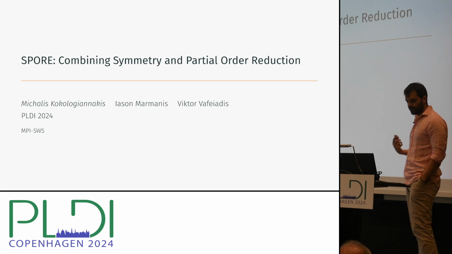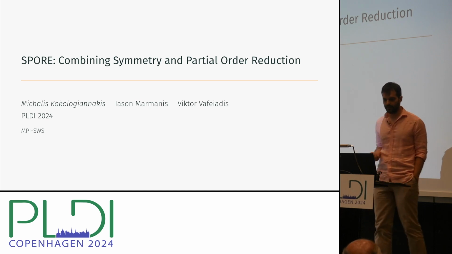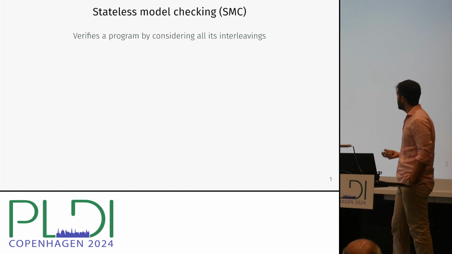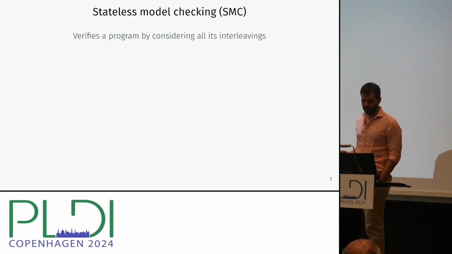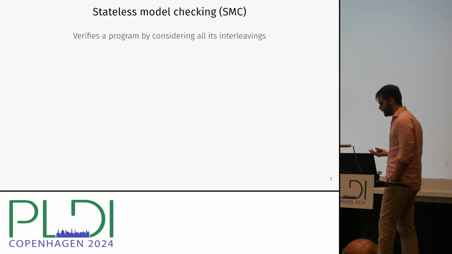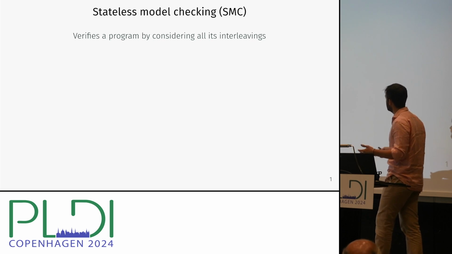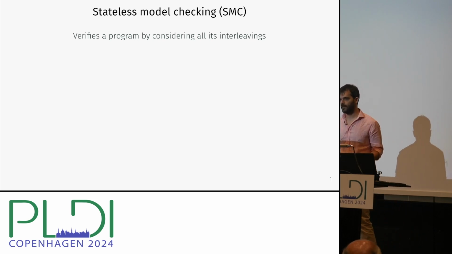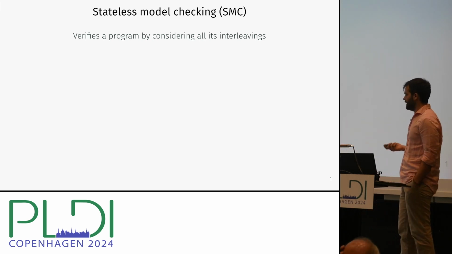This talk is about verification of concurrent programs and more specifically about verification by means of stateless model checking. Stateless model checking is a form of bounded verification where, if we want to verify a concurrent program, we enumerate all of its interleavings one by one, and then we check that some safety property that we care about holds at each interleaving. Now, of course, this does not scale.